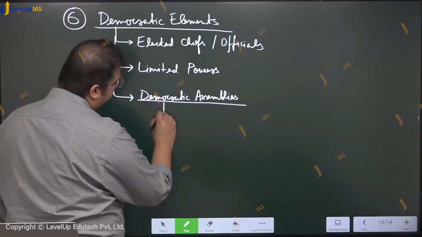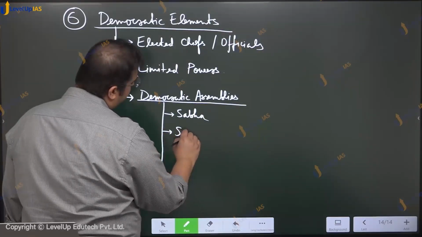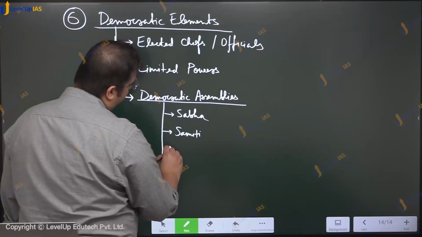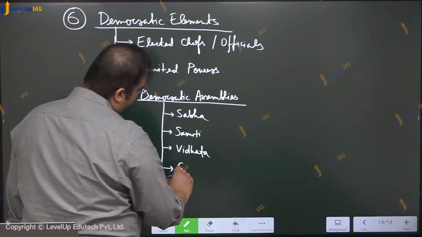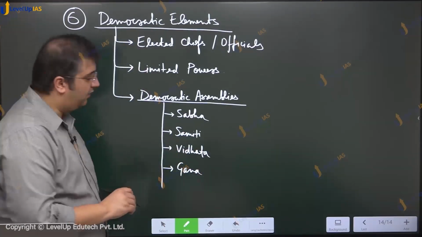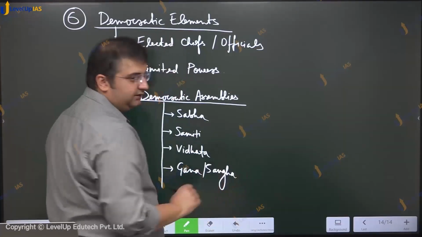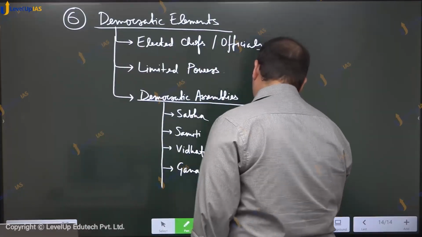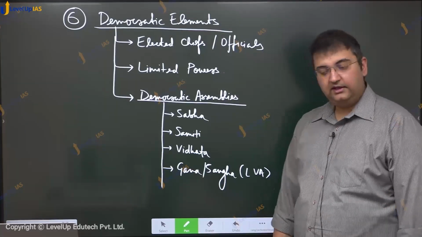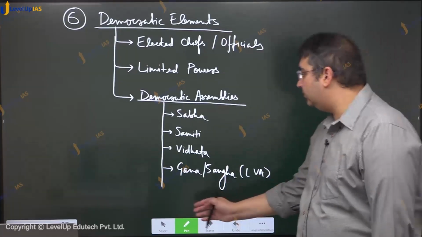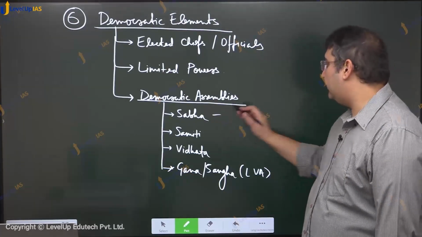Such as the Sabha, the Samiti, the Vidhat, and the Gan or Sangh. This belongs to the later Vedic age. तो ये अर्ली वैदिक एज में नहीं एग्जिस्ट करता था. दिस इमर्ज्ड इन द लेटर वैदिक एज. द अदर थ्री बिलोंग टू द अर्ली वैदिक एज. क्लियर?